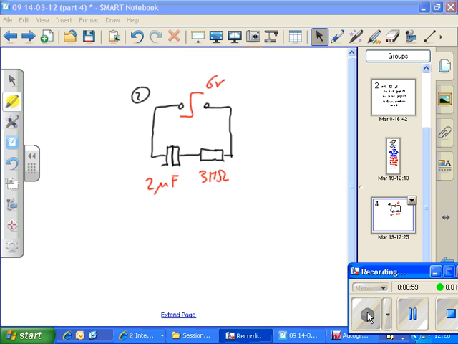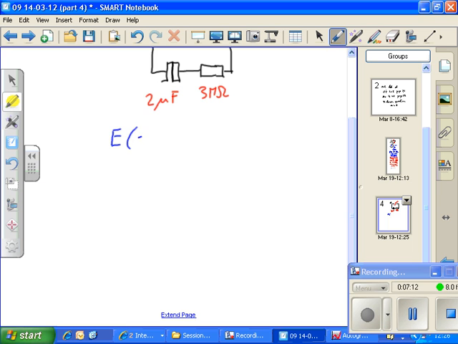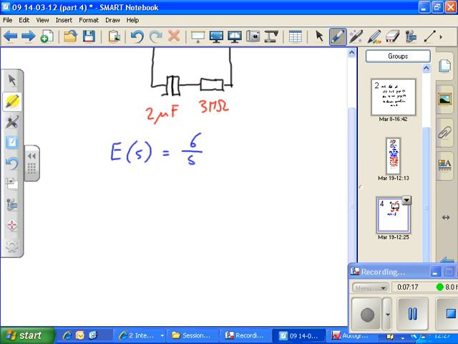Looking at number 2, we've got a 6-volt step voltage across a capacitor and a resistor in series. So again, the procedure is as we saw in the previous videos. So ES will just be 6 over S, and ZS this time is going to be 3 times 10 to the 6, plus 1 over 2 times 10 to the minus 6 S.